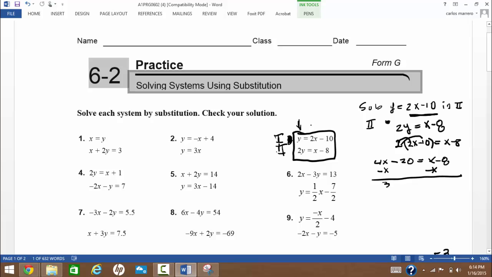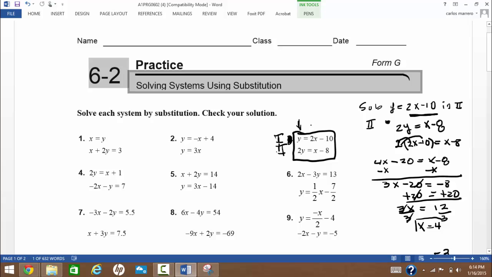4x minus x is 3x minus 20. The x's cancel out here, so you have negative 8 on the right side. Now you cancel the 20 by adding 20 in both sides of the equation. This 20 is cancelled, and you have 3x equal negative 8 plus 20 is 12 positive. Divide by 3, and divide by 3 here. Cancel the 3, x is equal 12 divided by 3, which is 4.